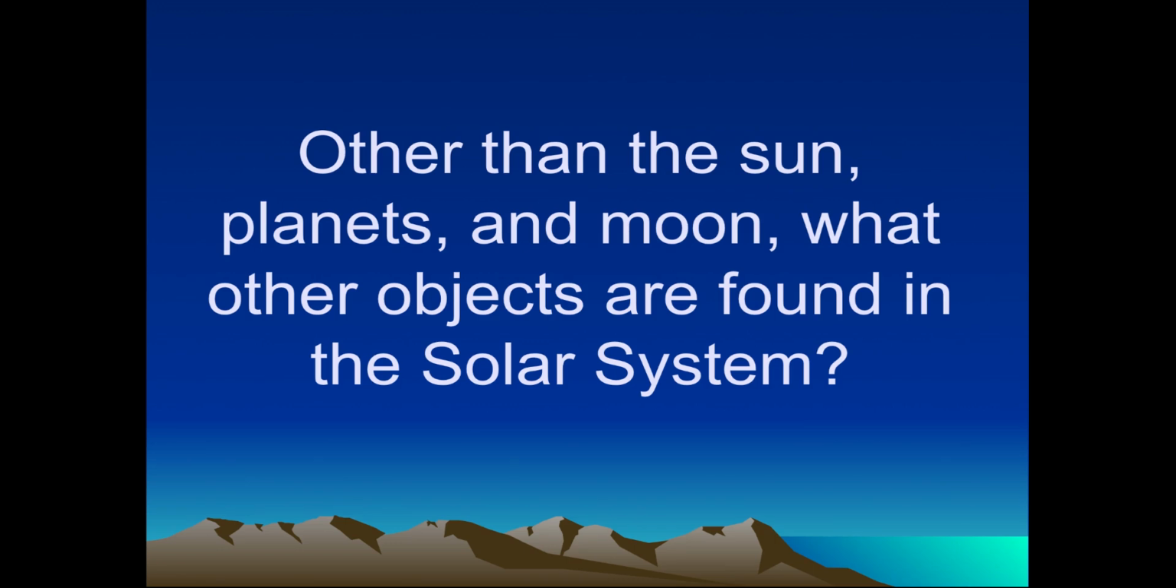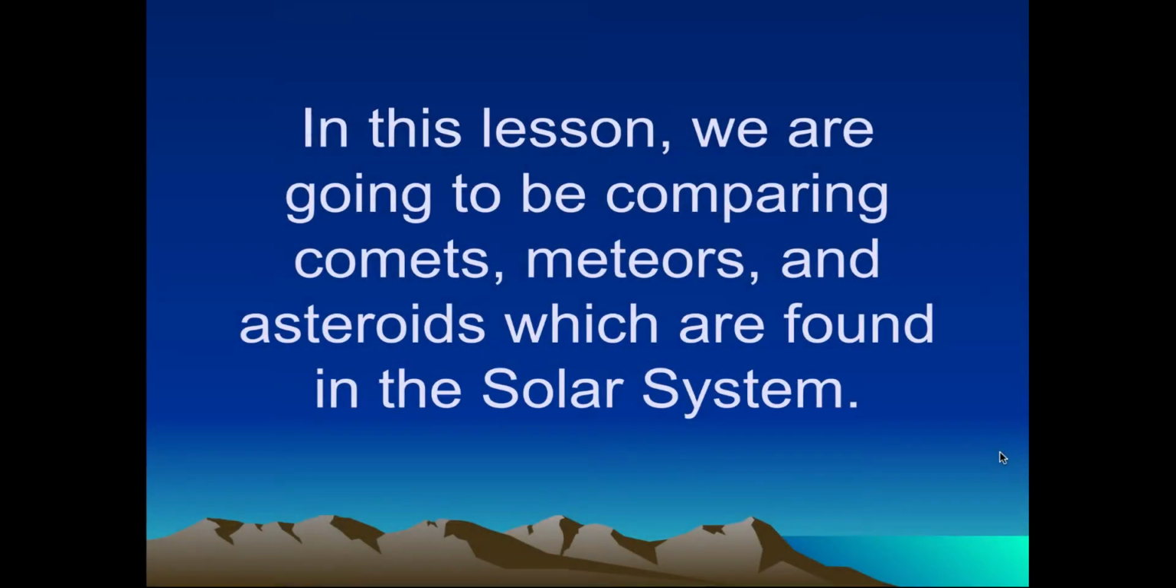And so, other than the sun, planets, and the moon, what other objects are found in our solar system? So, in this lesson, we're going to be comparing comets, meteors, and asteroids as we find these items throughout our solar system.